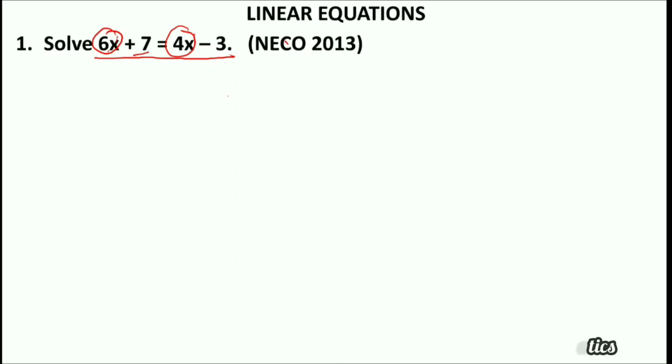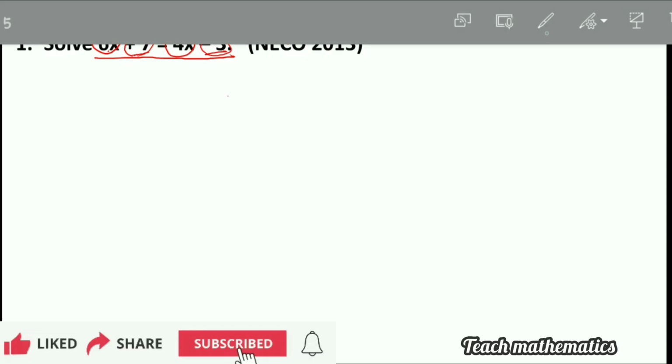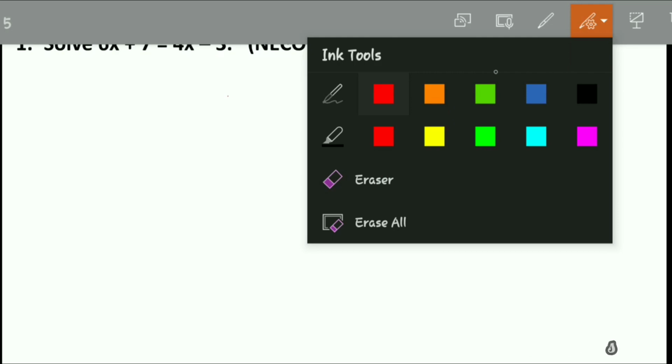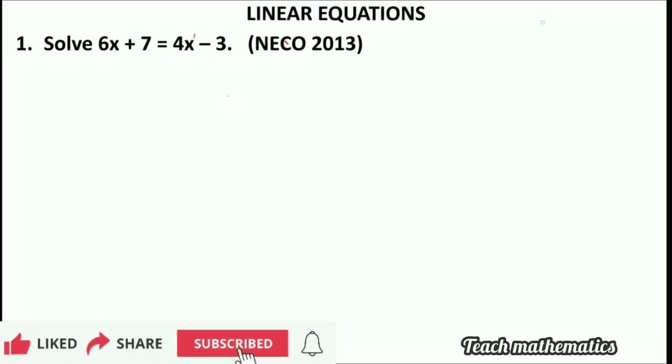This is plus 7 and this is minus 3. This is not in terms of x, and so they are called the constant terms. And so step 1, we collect our like terms. All the terms that are the same, we ensure that they are on one side of the equation, and all the other terms are taken to the other side of the equation.